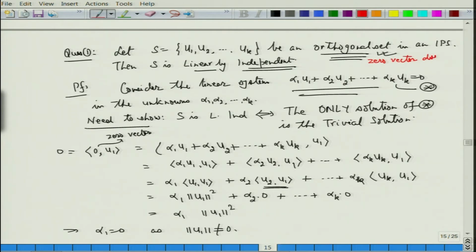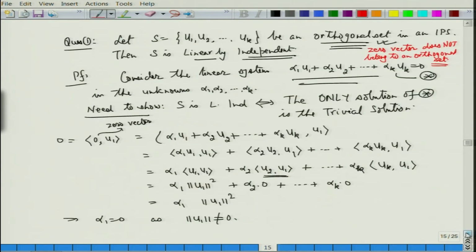The 0 vector does not belong. Or whenever you want to say that a vector is orthogonal to somebody else, you don't want to include 0, because 0 is orthogonal to every vector. All right. So therefore you do not consider the 0 vector as such. Is that okay?